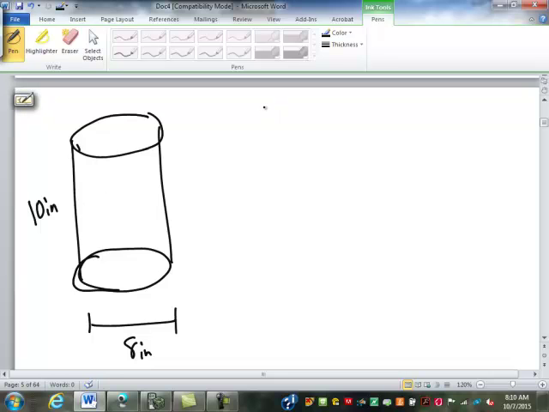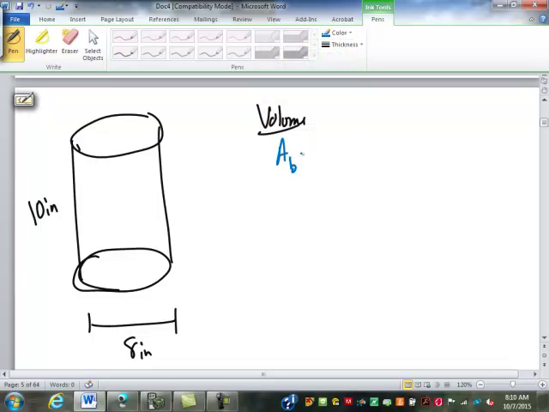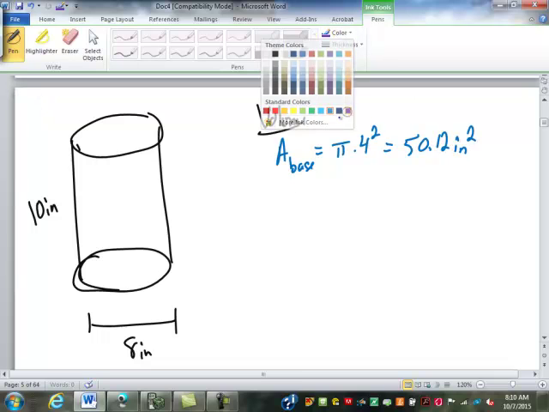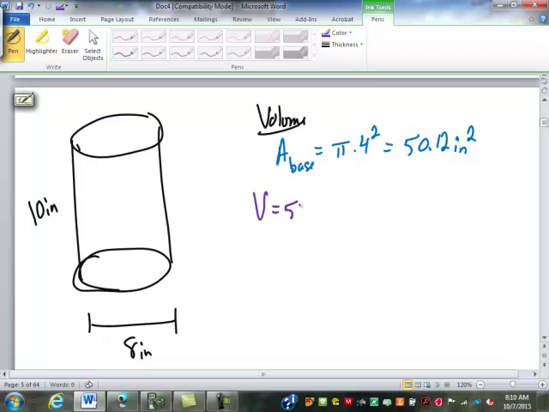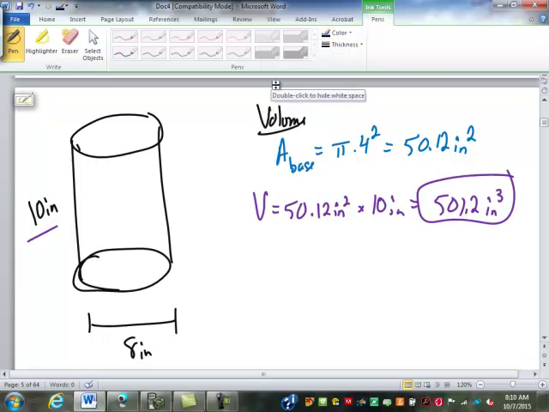Of course, finding the volume of this is pretty simple. We just find the area of the base, which is pi times 4 squared, or 50.12 square inches. So therefore the volume is that 50.12 square inches times the height of 10 inches, giving me 501.2 cubic inches. That's easy enough to do. We did that a little bit yesterday.